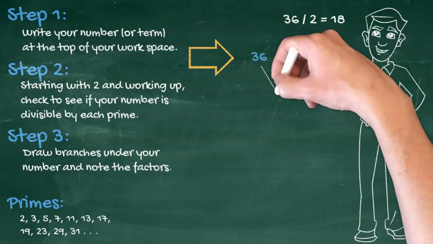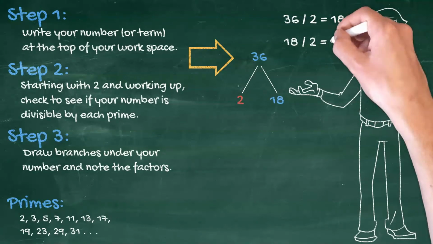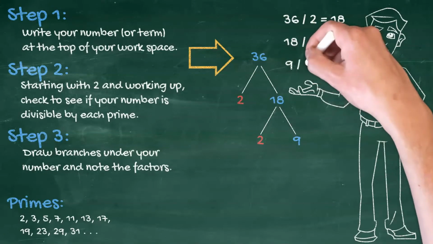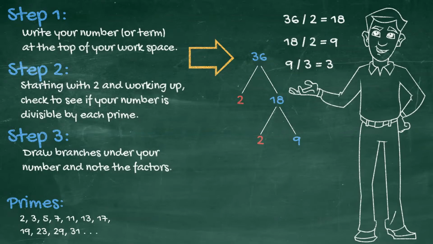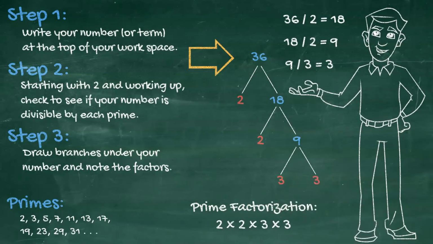We'll be left with 2 at the end of one branch and 18 at the end of the other. 18 is still even, so we'll divide by 2 again. We'll add branches under 18 with 2 at the end of one branch and 9 at the end of the other. 9 isn't even, but it is a multiple of our next prime, 3, so we know we can divide by 3. Draw branches under 9, and because 9 divided by 3 is 3, we'll put a 3 at the end of each new branch. We're left with nothing but prime numbers at the ends of our branches, so we know we're done. The prime factorization is 2 times 2 times 3 times 3.